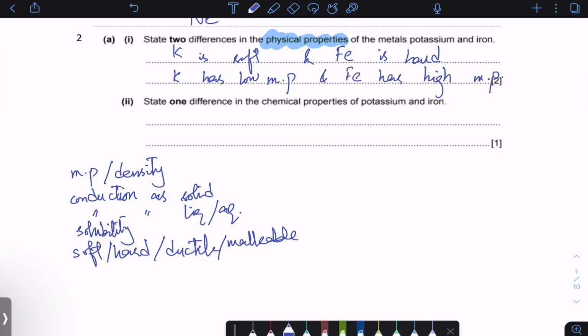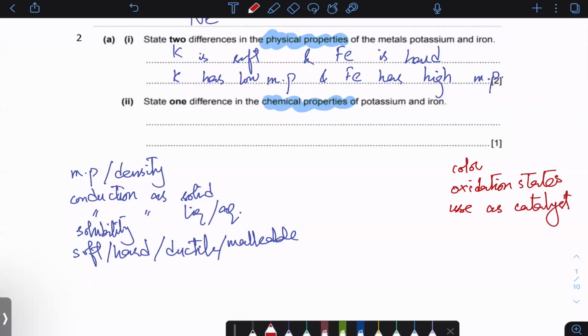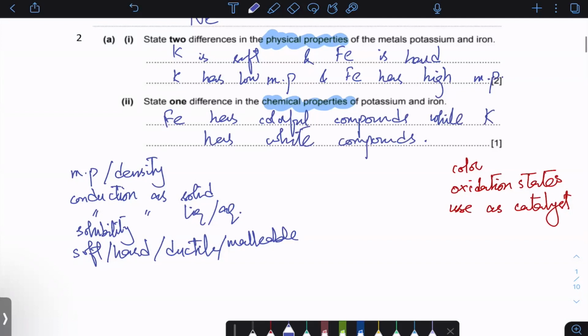State one difference in the chemical properties of potassium and iron. Chemical properties कौन सी होती हैं? So chemical properties are all properties that depend on electrons. So chemical properties can be color, they can be oxidation states, they can be whether it is used as catalyst. All of these are chemical properties. So state one difference in the chemical properties. So we can say that iron has colorful compounds while potassium has white solids or white compounds. The chemical property.